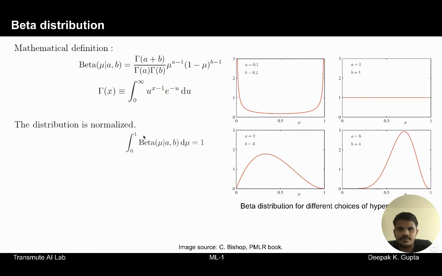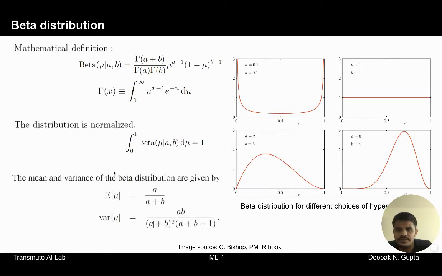And we are not going to derive this, but this distribution is also normalized. So if you integrate it for all solutions, then the overall summation will be 1. And then the mean and variance of the beta distribution are given like this. So the expectation over mu is a by a plus b, and the variance is given by ab upon (a plus b) square into (a plus b plus 1). So these are the details of the beta distribution.